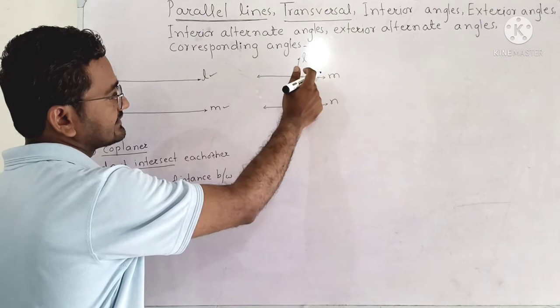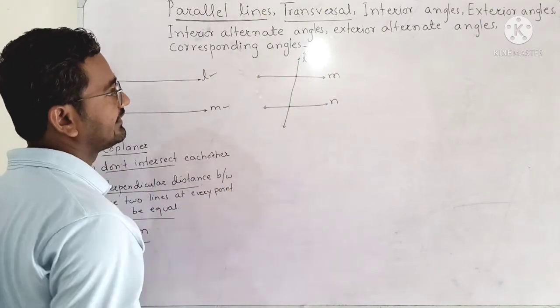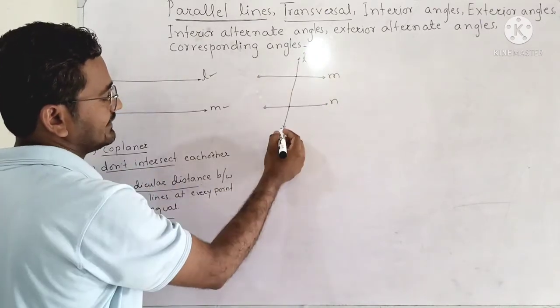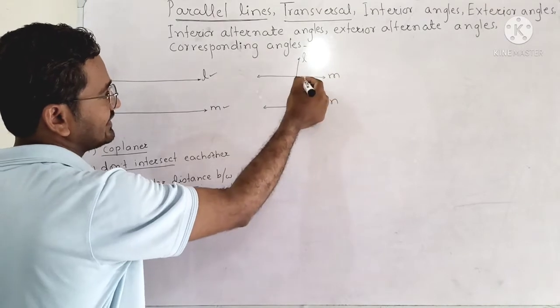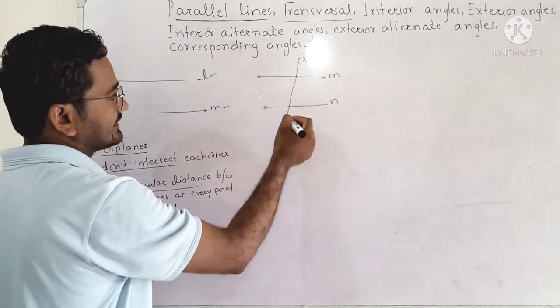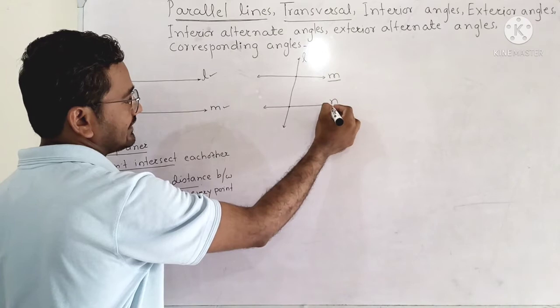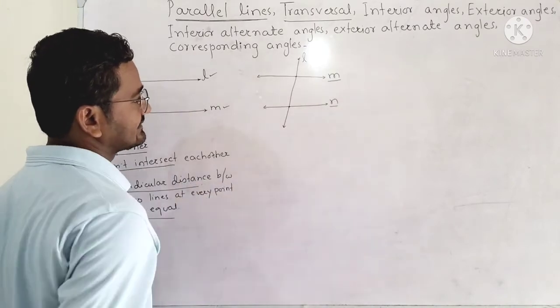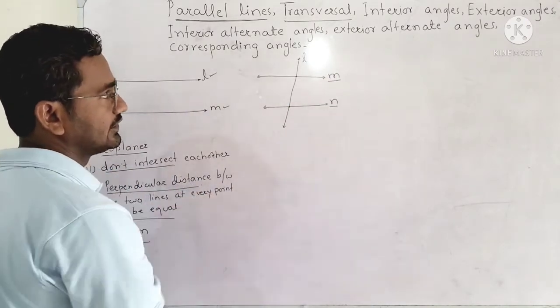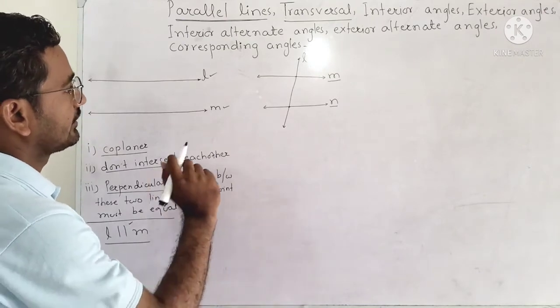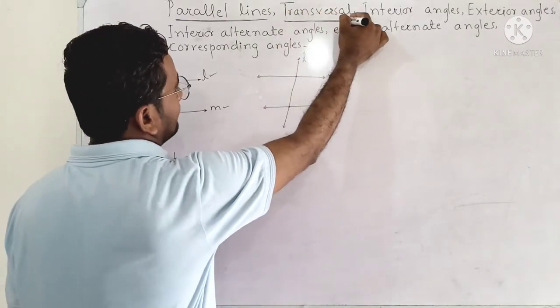If a transversal intersects two parallel lines, then 8 angles are formed. So L is a transversal. Why is it a transversal? Because it intersects two parallel lines or two coplanar lines. The lines can also be more than two. In this way, this is all about the transversal.